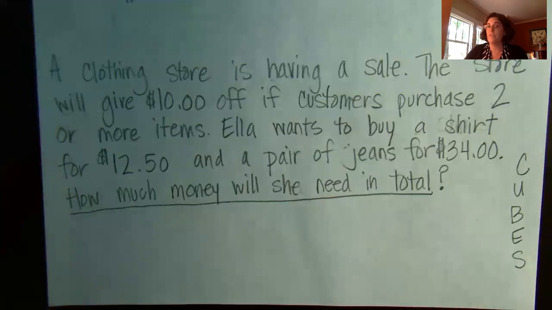All right, let's go ahead and reread the problem. This time we're looking for important numbers and key words. A clothing store is having a sale. The store will give $10 off if customers purchase 2 or more items. Ella wants to buy a shirt for $12.50 and a pair of jeans for $34. How much money will she need in total? All right, so let's start picking out numbers. Go ahead and pick out some important numbers.